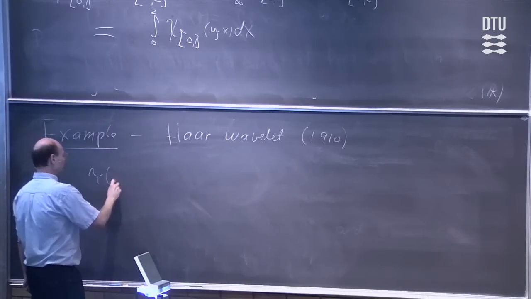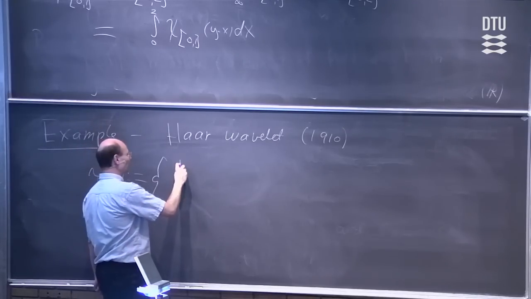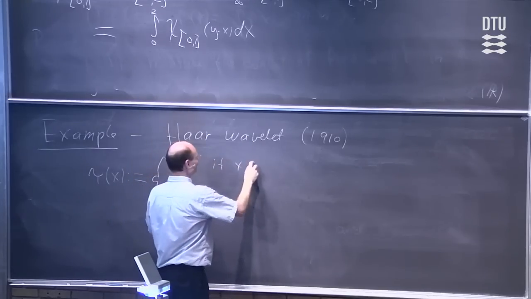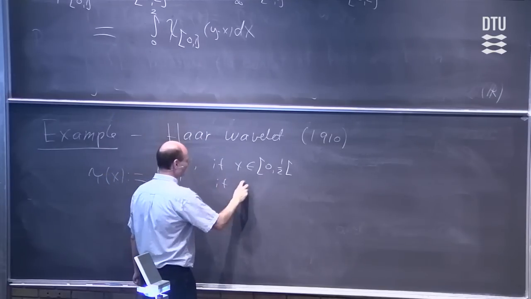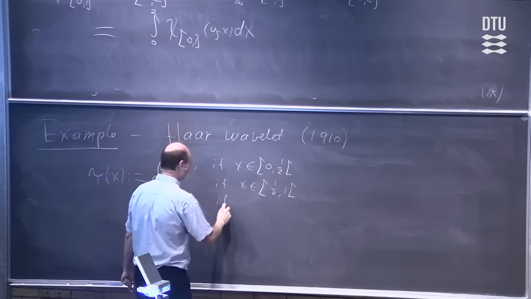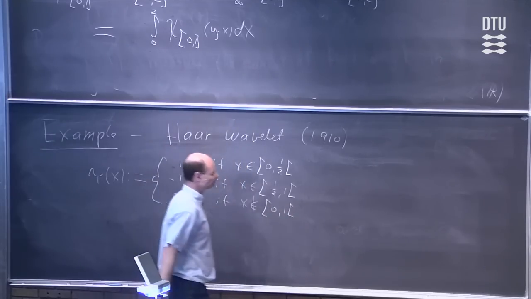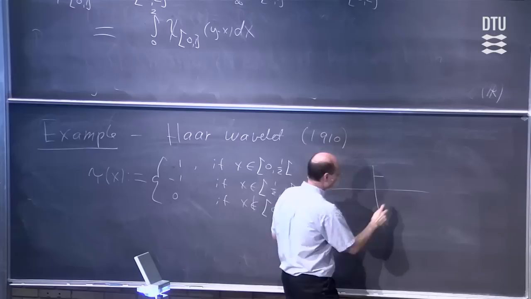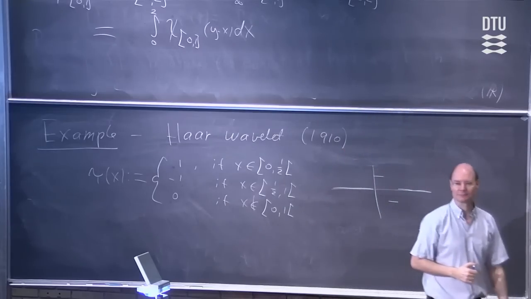So the function he defined was very close to what we have already seen. This is a function that either takes the value 1 or minus 1 or 0. And it takes the value 1 if x belongs to the interval from 0 to 1/2. It takes the value minus 1 if x belongs to the interval 1/2 to 1. And then it is 0 if x does not belong to these intervals. So this is if x does not belong to the interval from 0 to 1. So it is easy to make a picture of that function. It just means that it is equal to 1 on the first interval, and then it is equal to minus 1, and then it is equal to 0 on the rest of the intervals.